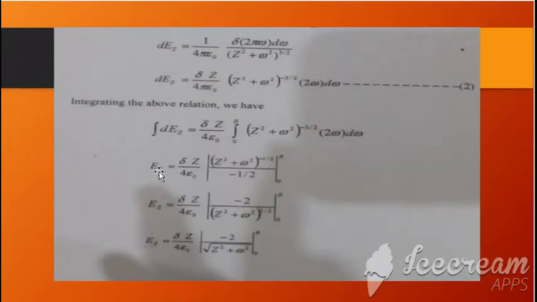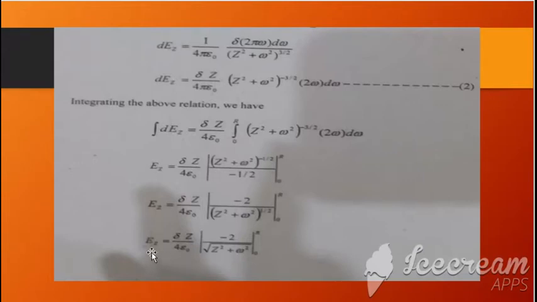Now, after integration, z squared plus omega squared raised to the power minus 3 by 2, times 2 omega d omega, becomes Ez equal to sigma z over 4 epsilon naught, z squared plus omega squared raised to minus 1 by 2, divided by minus 1 by 2, with limits 0 to r. So Ez is equal to sigma z over 4 epsilon naught, minus 2 over z squared plus omega squared raised to the power 1 by 2, with limits 0 to r.